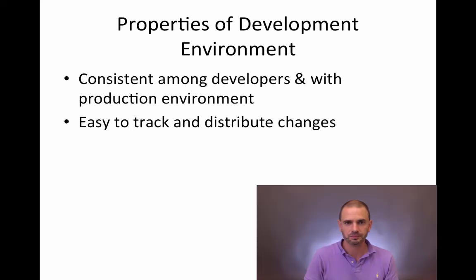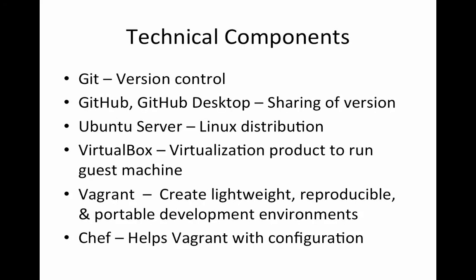easy. So what we want out of a development environment is a way to deploy it consistently amongst a group of developers, and then eventually potentially within a production environment. We want to be able to easily track and distribute changes to this environment. So if there are new packages or programs that need to be installed, we can do that in a manageable fashion. And so the things that we'll be using in our development environment are a variety of different programs.